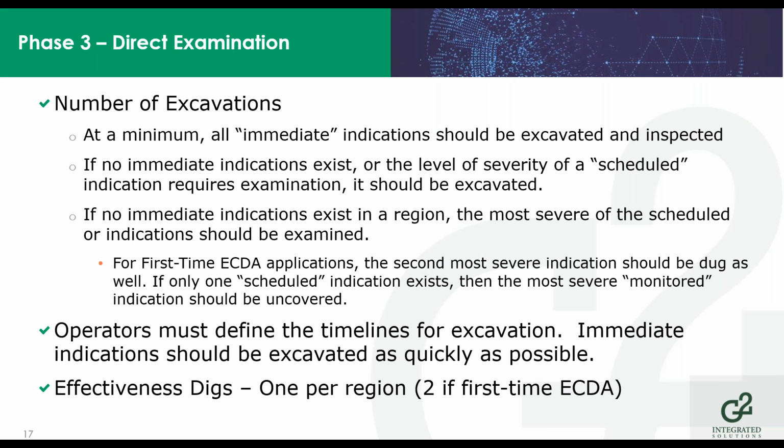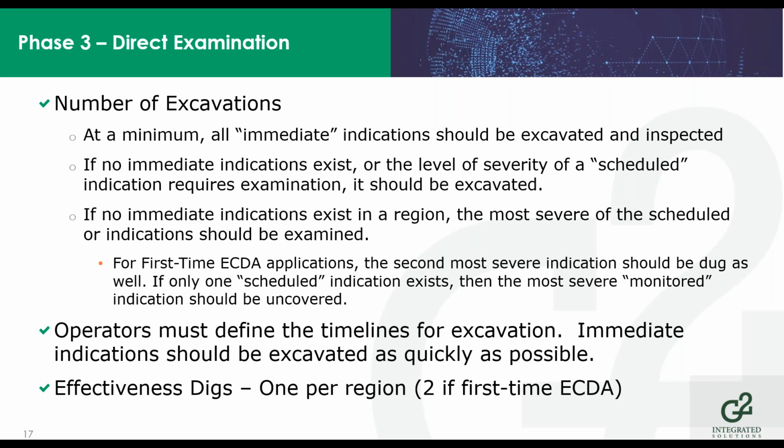This is one area where operators tend to either miss or don't fully complete it. How do you know if you're doing a good job? So you want to do 1 dig per region as an effectiveness dig in an area where there is no corrosion indicated. And what that does is it tells you whether your tools are accurate. It tells you if you're getting good data. And it also helps you in phase 4 if you need to reprioritize any indications.